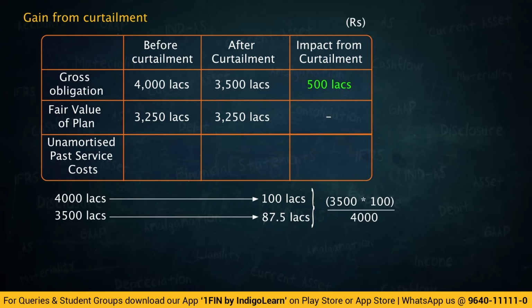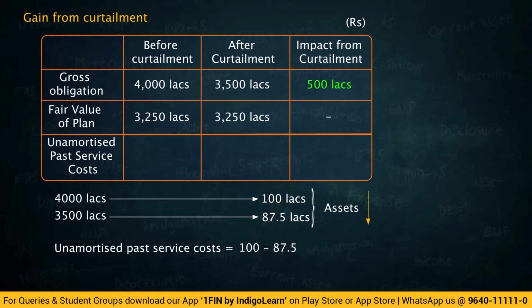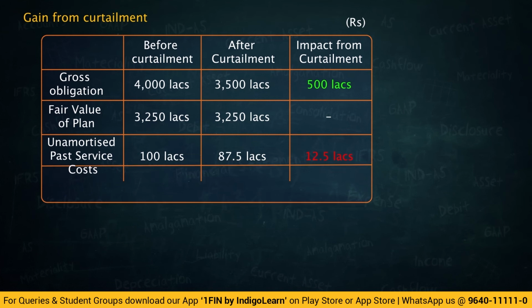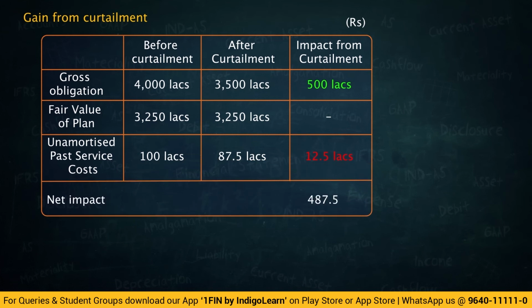So that is 87.5 lakhs. Now, friends, the asset is decreasing from 100 to 87.5. So reduction in asset is 12.5. Okay, now listen carefully. Till now we captured two aspects of the impact: curtailment gain benefit 500 lakhs, and the reduction in the asset 12.5, which is like a loss, right? So now if you talk about impact or net effect of curtailment, it is 500 minus 12.5, which is 487.5 lakhs. Excellent.